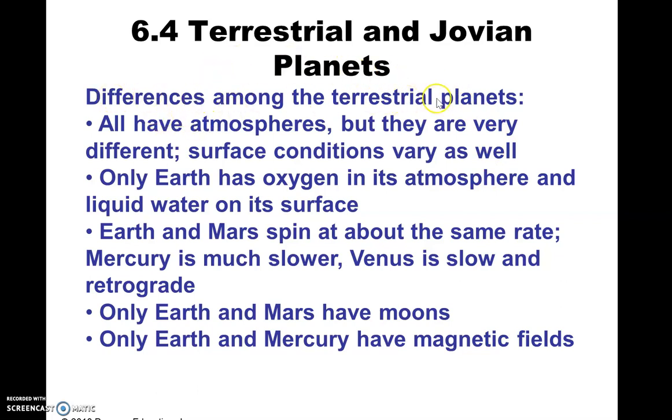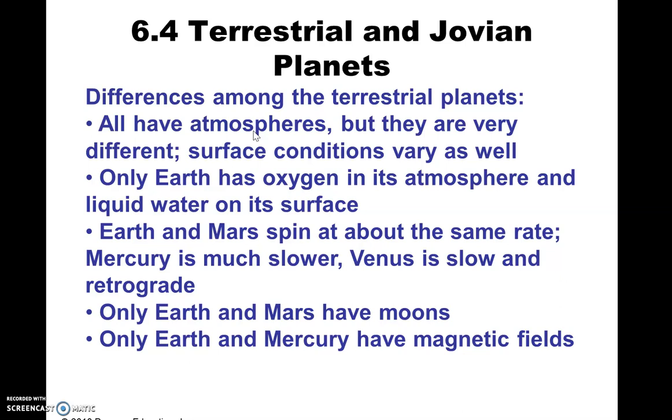Now the differences among the terrestrial worlds. The slide says all have atmospheres, I don't know if I agree with this. Mercury doesn't really have much of an atmosphere. I mean, it's pretty thin. It's almost exposed to space. Venus, however, has a very dense atmosphere. In fact, the atmosphere of Venus is about 100 times the density of Earth's. And we'll talk more about that when we focus in on Venus.